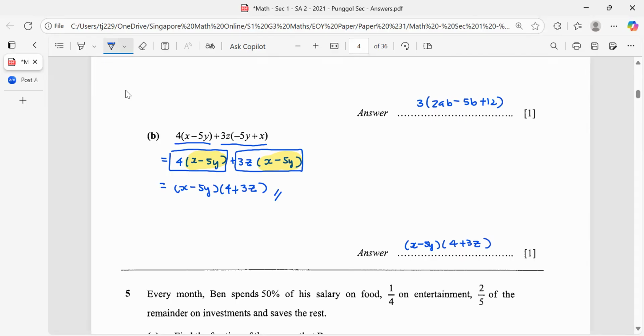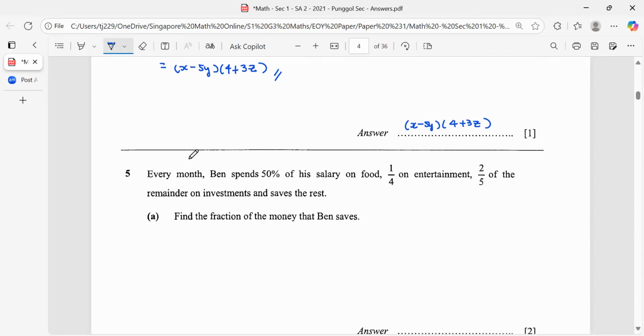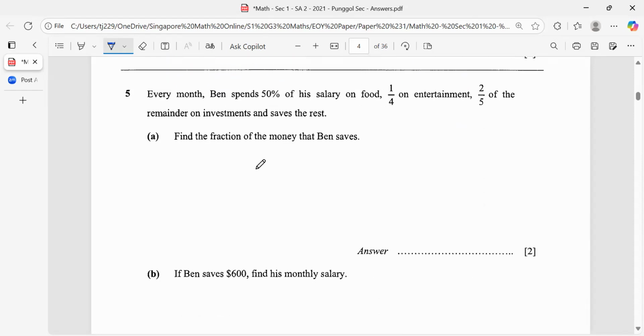Okay. Moving on, let's take a look at the next question. Every month, Ben spends 50% of his salary on food, a quarter on entertainment, two-fifths of the remainder on investments, and saves the rest. Find the fraction of money that Ben saves.